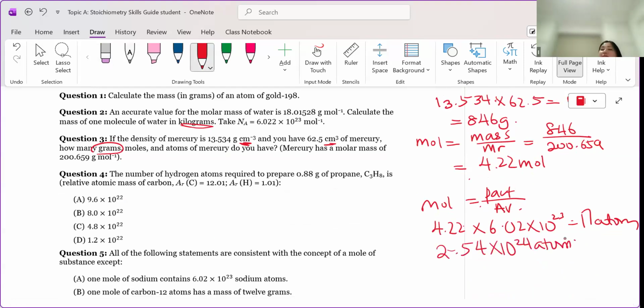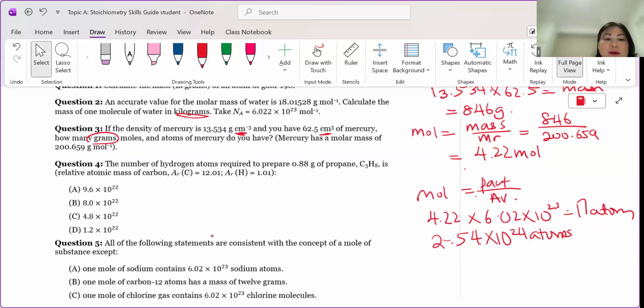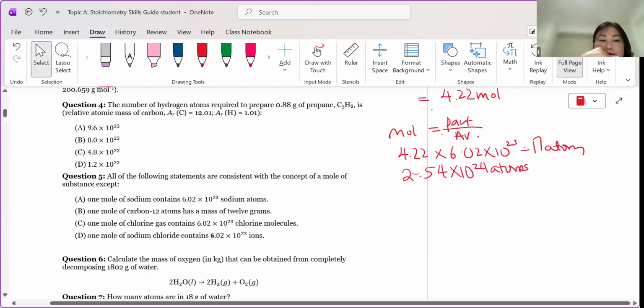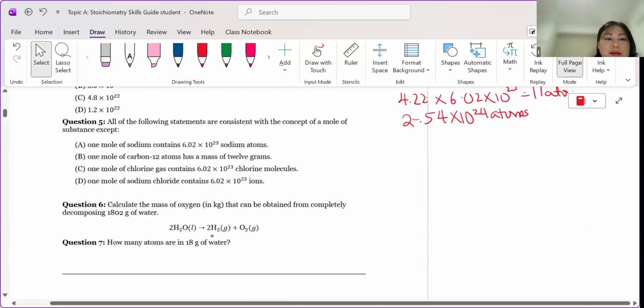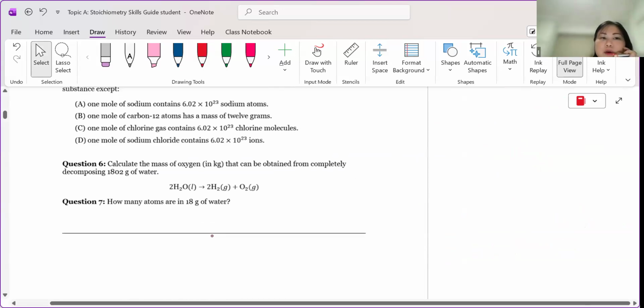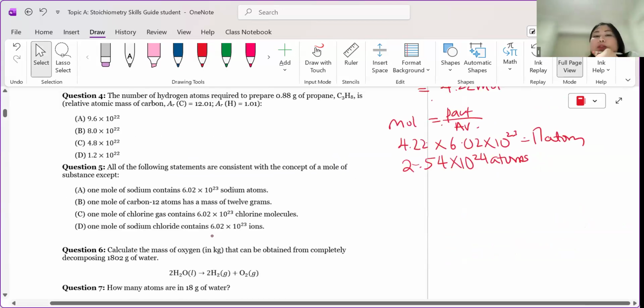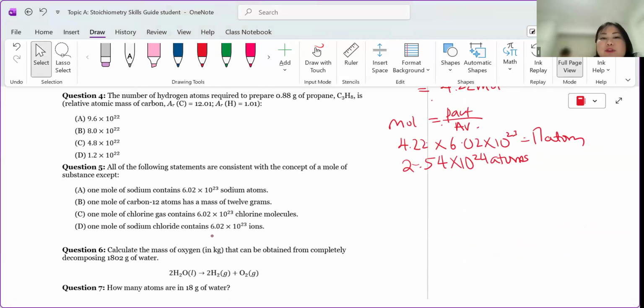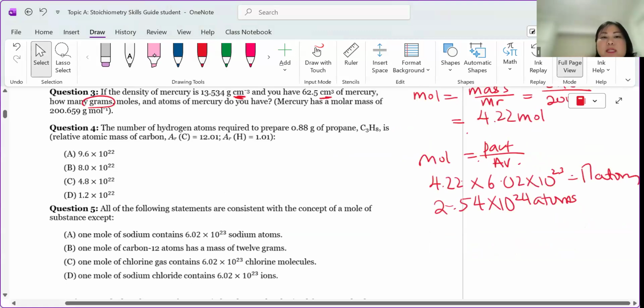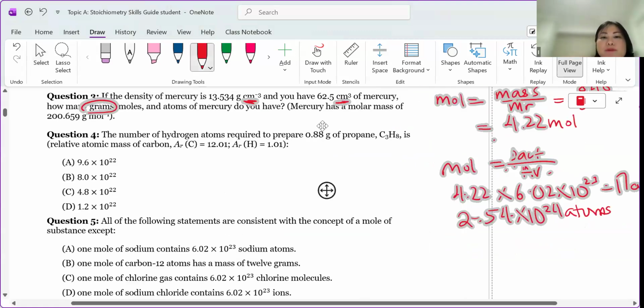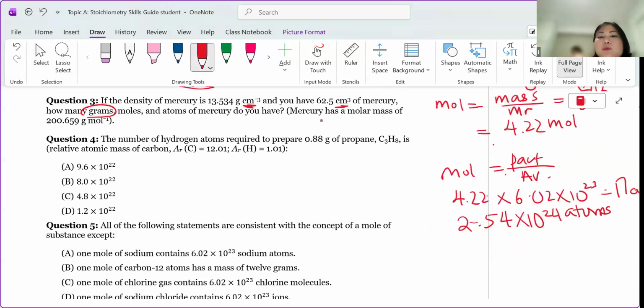Okay, so we are just revising what you have learned previously in year 2, year 3 and year 4, calculation, more calculation. Okay, we will continue with question 4, 5, 6, 7, going through the answers very quickly, okay? So how many hydrogen atoms are required to prepare this number of moles of propane? So in chemistry, mass is quite useless to us. We don't usually deal with mass. So if we have questions in mass, we will always convert it into moles.